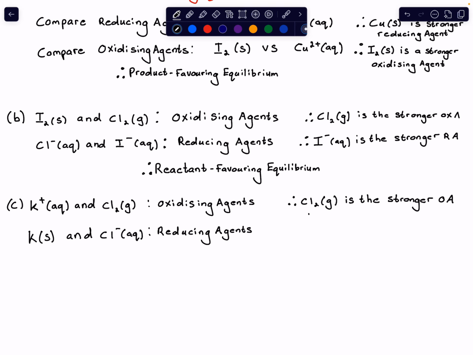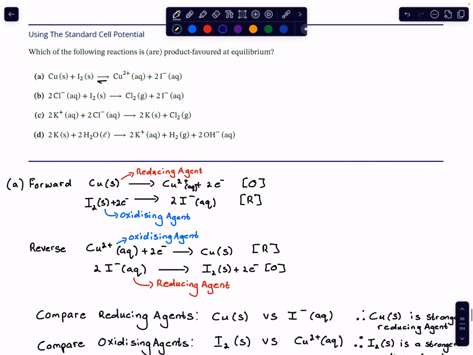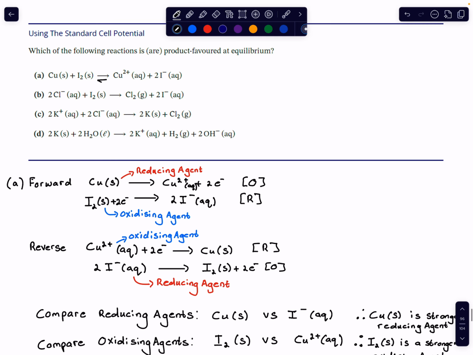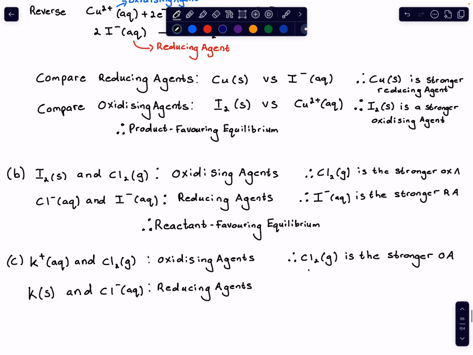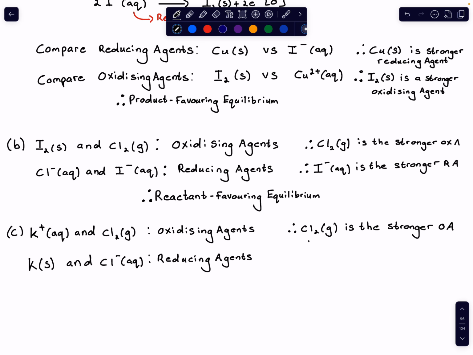Oxidizing agent, right? So because K+ would not want to undergo reduction, it does not want to accept those electrons. Cl2, on the other hand, really likes to undergo reduction. It wants to form Cl minus. Cl minus is a common ion that you associate with it.